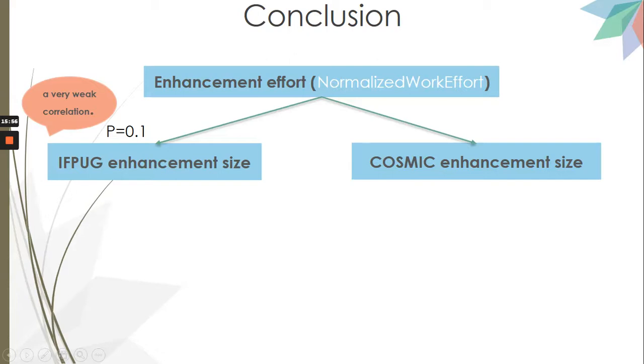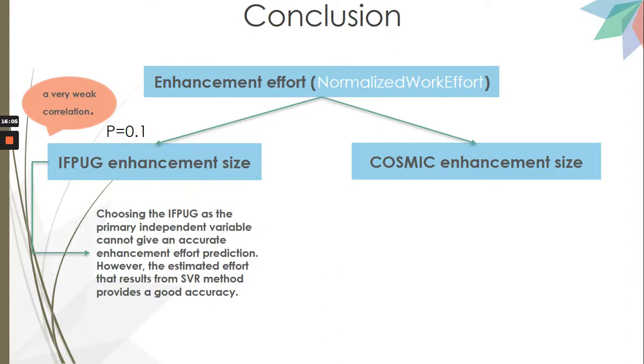has a value of 0.1, which denotes a very weak correlation. Therefore, choosing the IFPUG as the primary independent variable cannot give an accurate enhancement effort prediction. However, the estimated effort that results from the support vector regression method provides good accuracy.